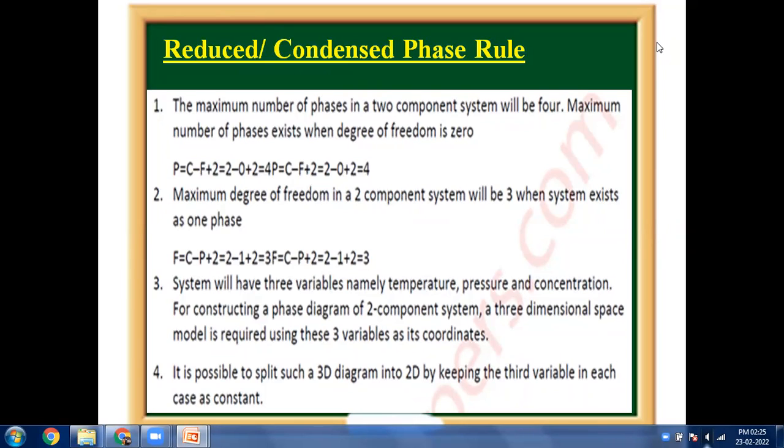Correct. Now, it so happens that for a two component system, generally, if the phases are four, the degree of freedom, if you calculate and see, comes to zero. You can see in the slide first point itself, where if the degree of freedom is zero, number of phases is equal to four, or if the number of phases is four, the degree of freedom is zero.